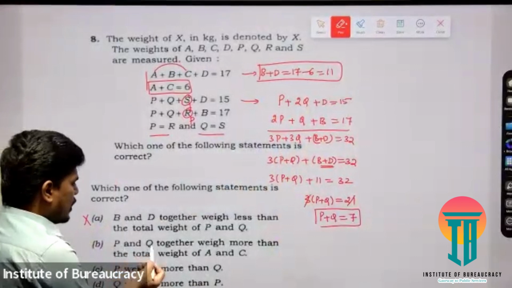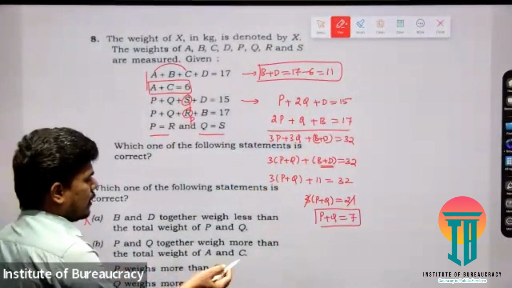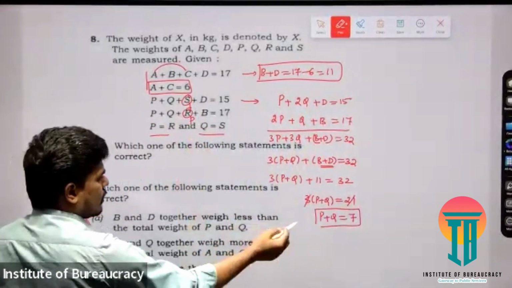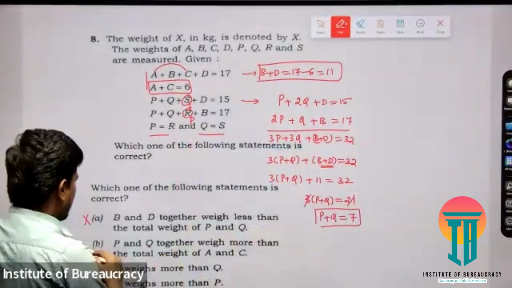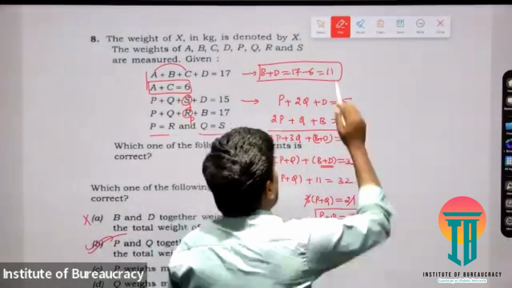Second one, P and Q together weigh more than the total weight of A and C. PQ is 7. AC is what? 6. Definitely PQ is more than A and C. Therefore, this is the correct one. Option B is the answer for this question. Just a mere calculation test.